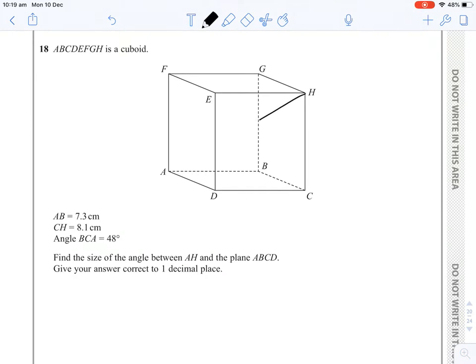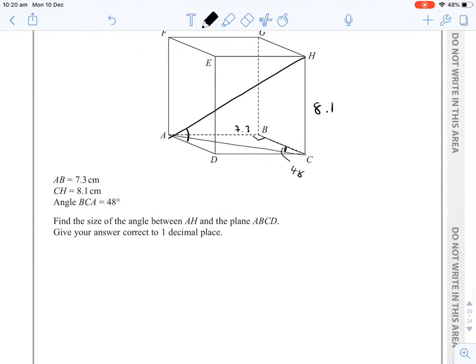So the line AH is going to be going in there, and so that is the angle that we're looking at finding. In order to find that, we can label some of what we've got ready. CH is 8.1, so that is 8.1 there. AB is 7.3, so the one along the back is 7.3. And BCA, if I draw a line going across here, that angle there is 48 degrees. And we've got a right angle there because it's a rectangle.